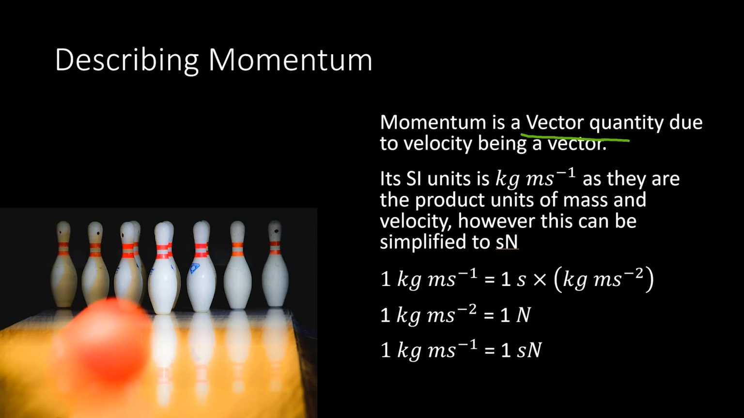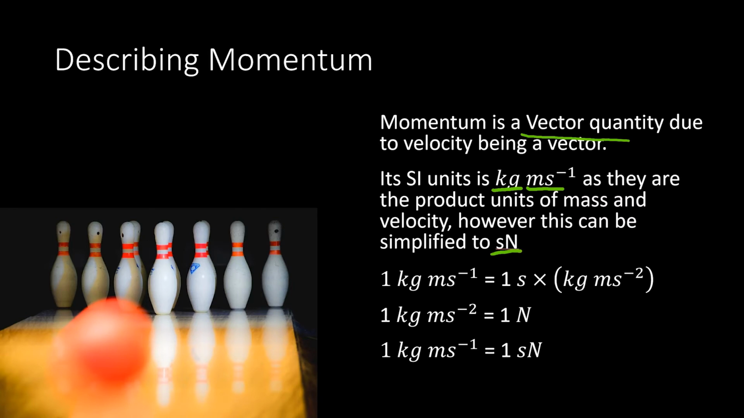In scientific international units, it's kilograms meters per second. You can see that really clearly because kilograms would be directly from its mass and meters per second its velocity, and they're the product units. However, we can simplify this into second newtons.